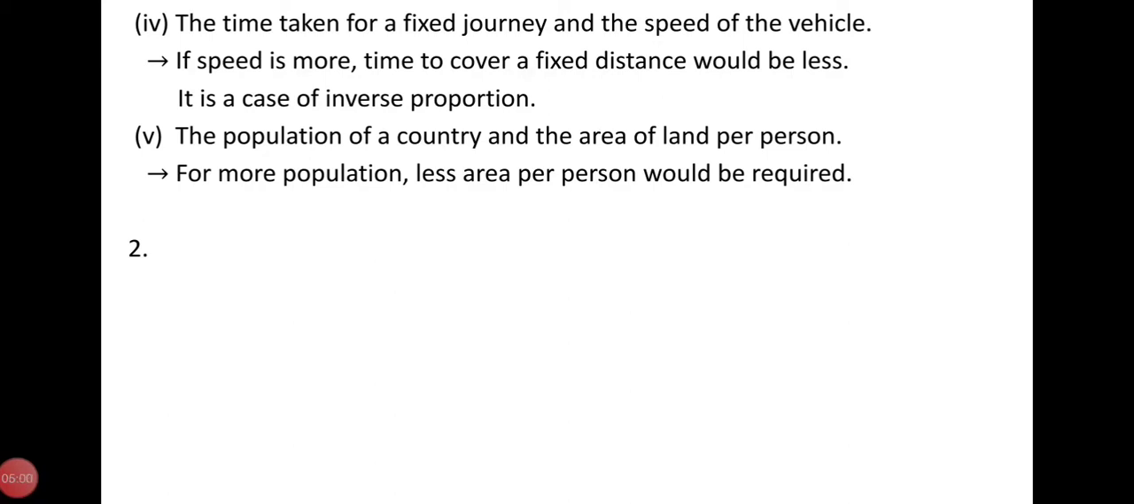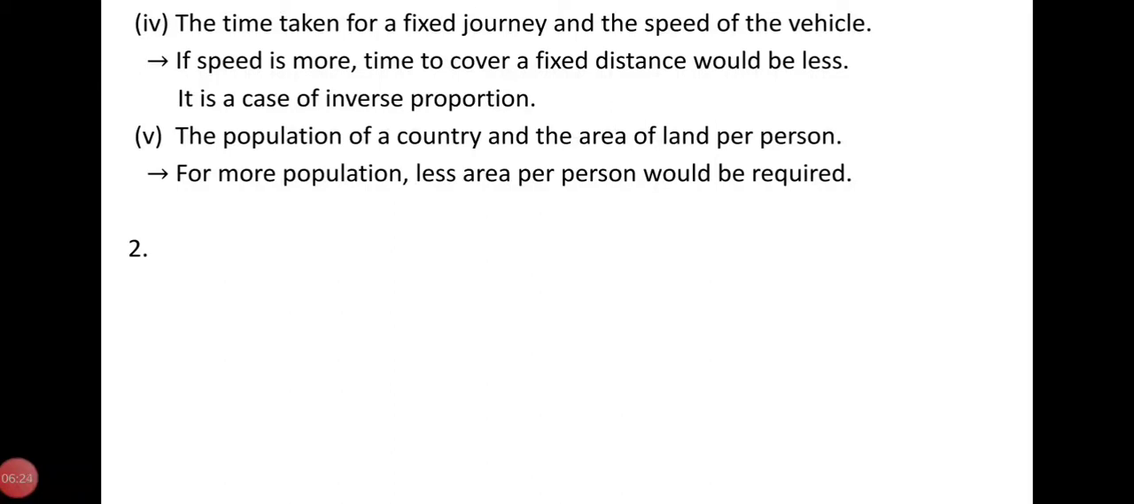Now question number 2. In a television game show, the prize money of rupees 1 lakh is to be divided equally amongst the winners. Complete the following table and find whether the prize money given to an individual winner is directly or inversely proportional to the number of winners.